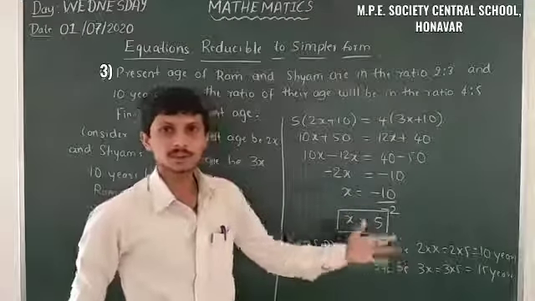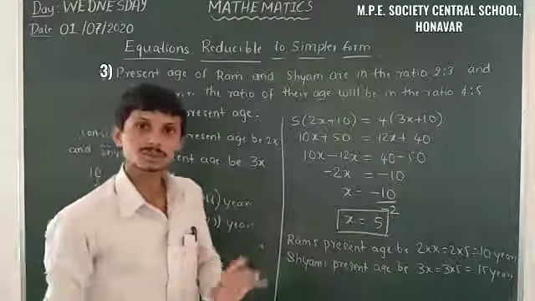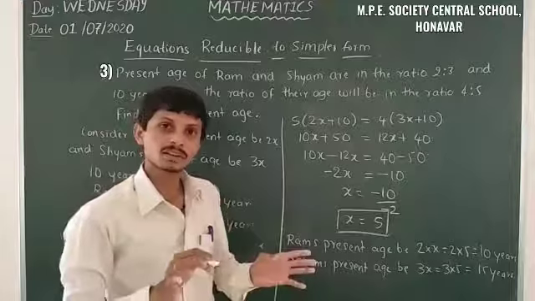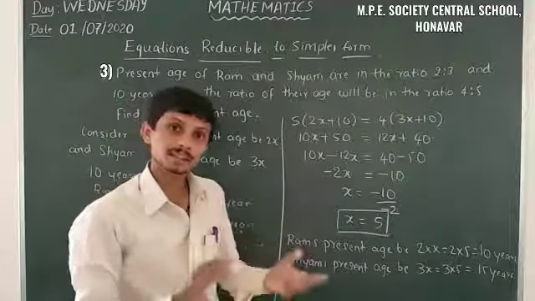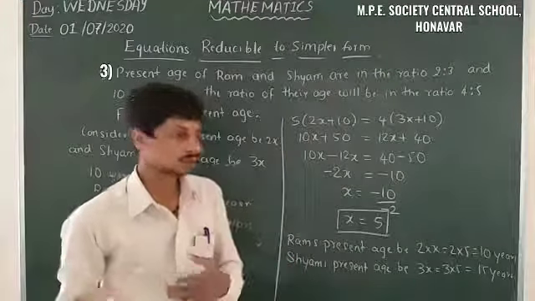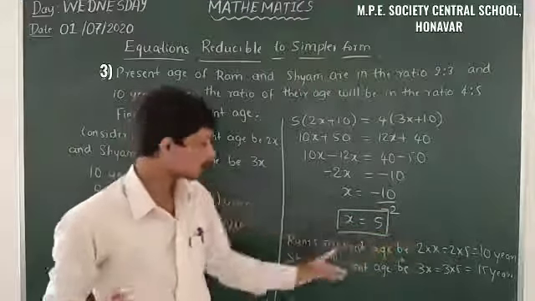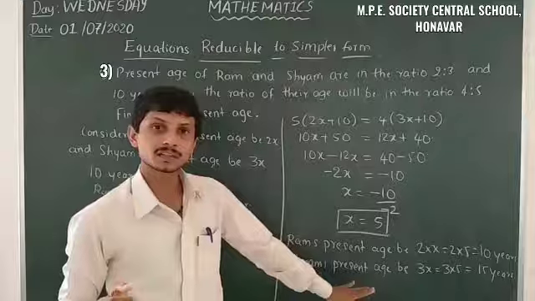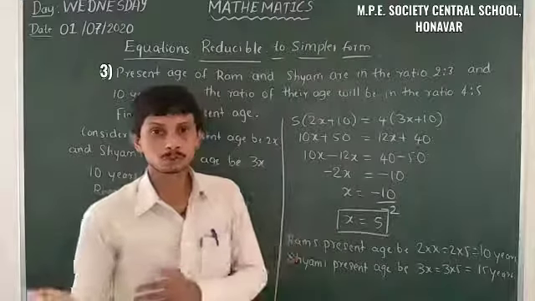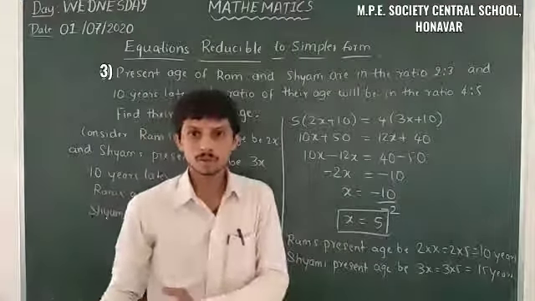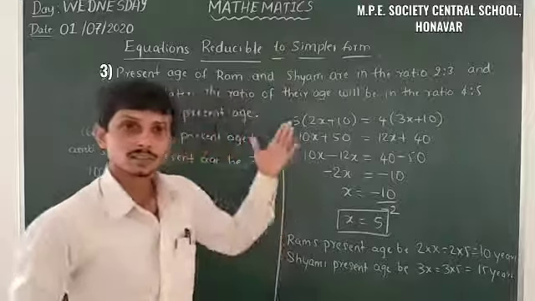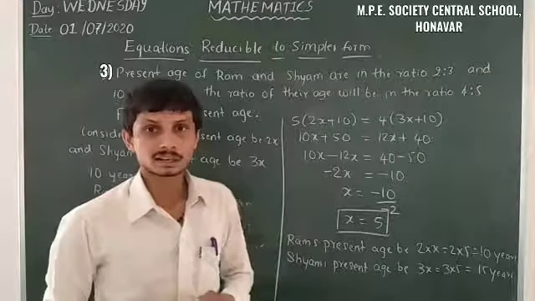So likewise it is in the form of 2 by 3, so 2:3. Again we have to check whether after 10 years it is in the ratio 4:5 or not. After 10 years Ram's age will be 20 years and Shyam's age will be 25. That means 5 into 4 is equal to 20, 5 into 5 is equal to 25. So the solution is correct here.